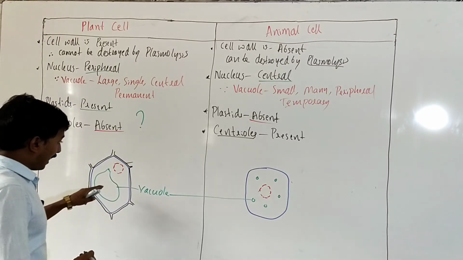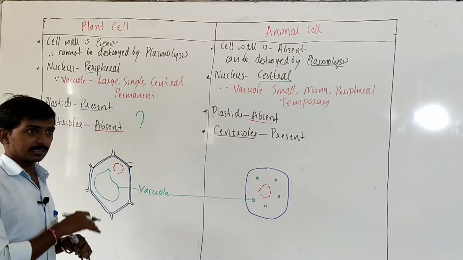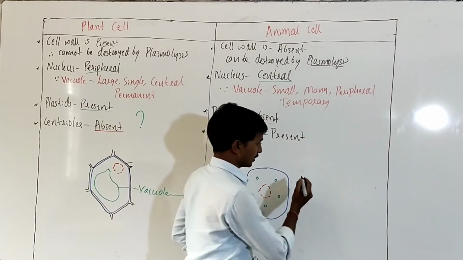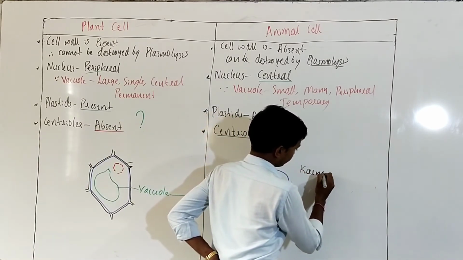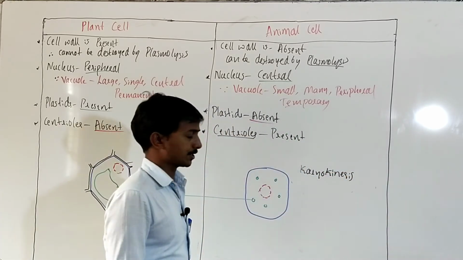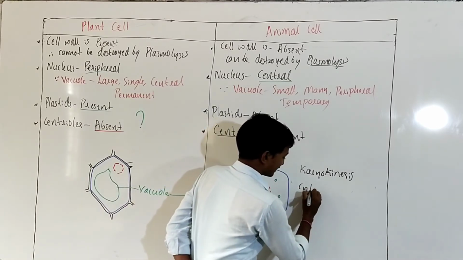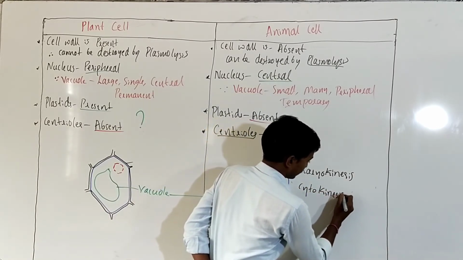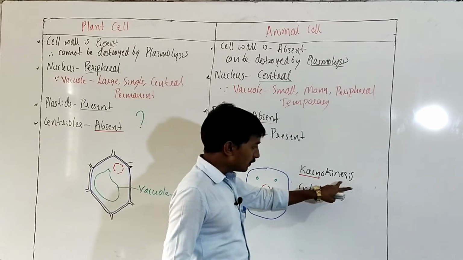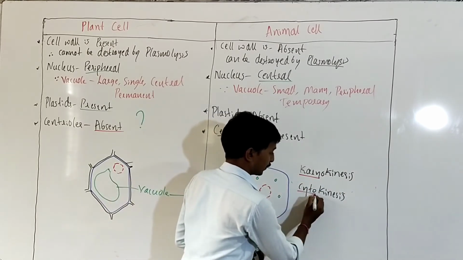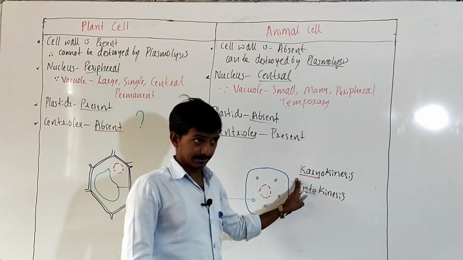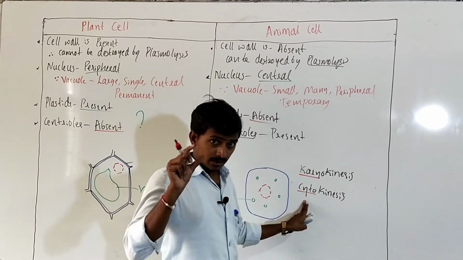Then after cell division, there is a process. In cell division there are two processes: karyokinesis and cytokinesis. Karyon means nucleus, so division of the nucleus. Cyto means cytoplasm, so division of the cytoplasm. Karyokinesis means division of the nucleus. Cytokinesis means division of the cytoplasm.